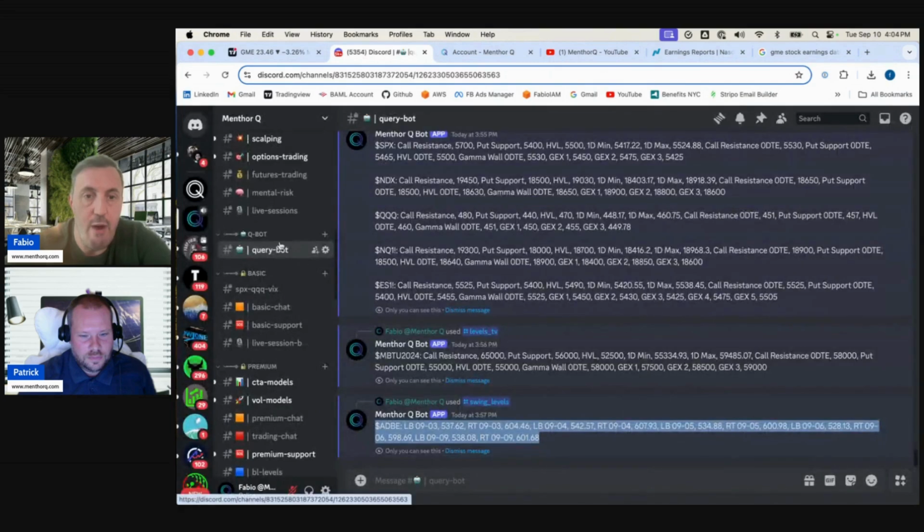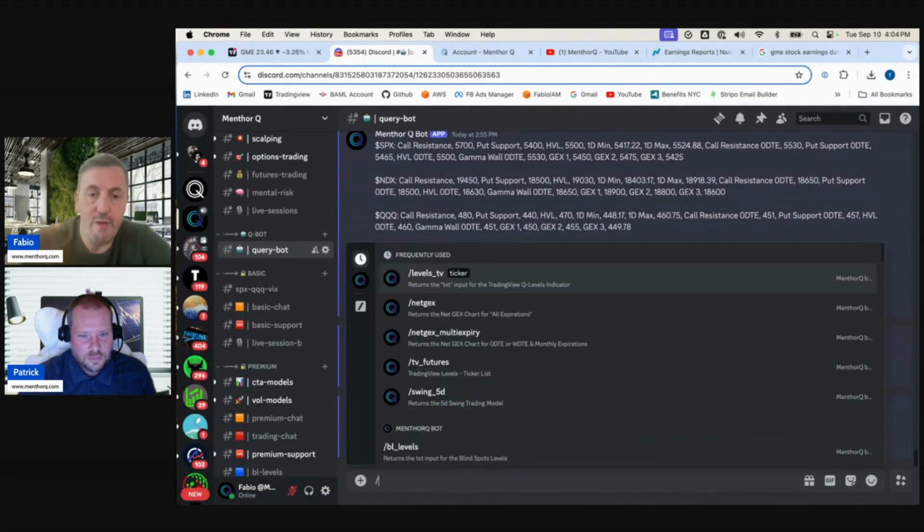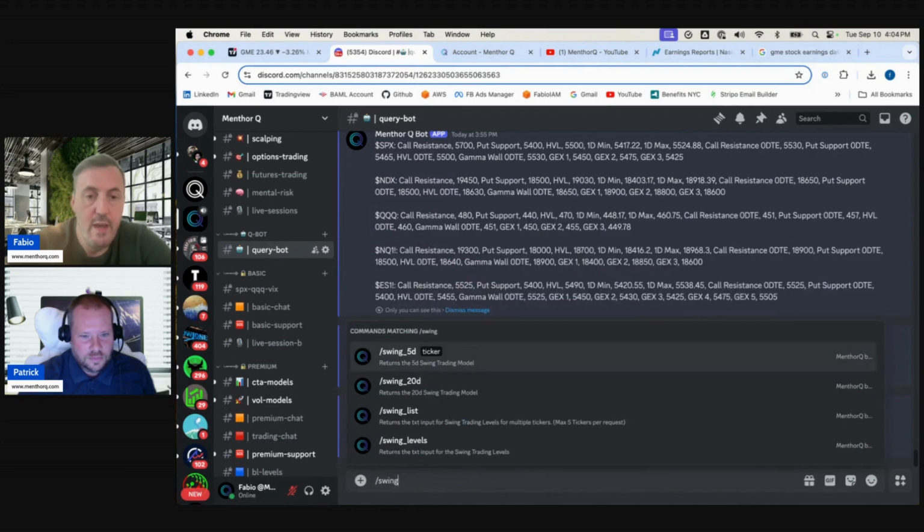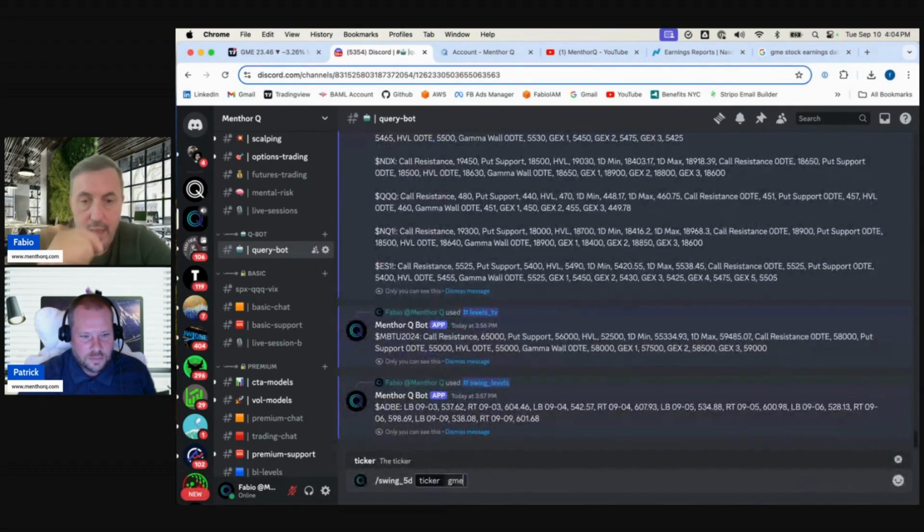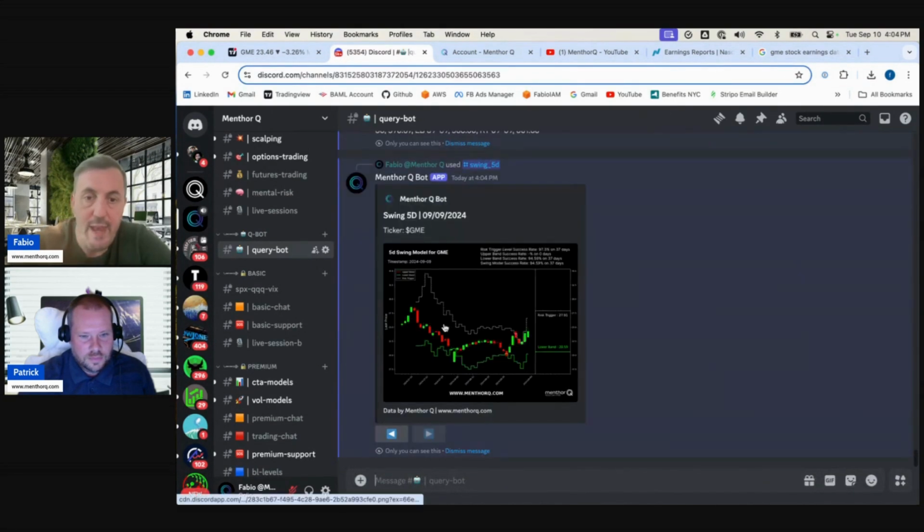So if we go back into the platform, these are our swing trading levels, but let's go into the bot and see how easy it is to request them. First of all, let's look at GameStop. It's reporting in a few minutes. If you guys have the news, please post it in the comments. If I type in my swing command here on the 5 days, I can type in GameStop and see what the model shows.